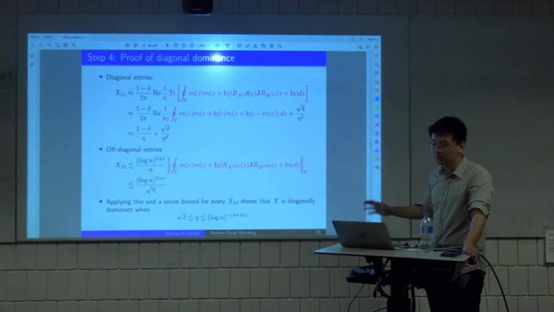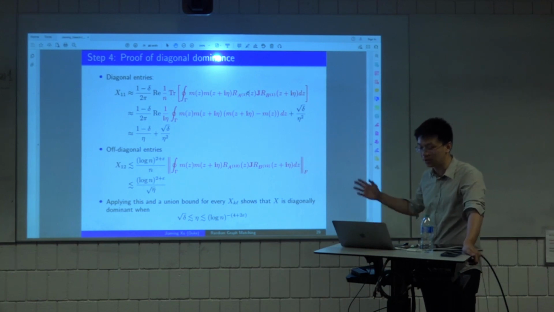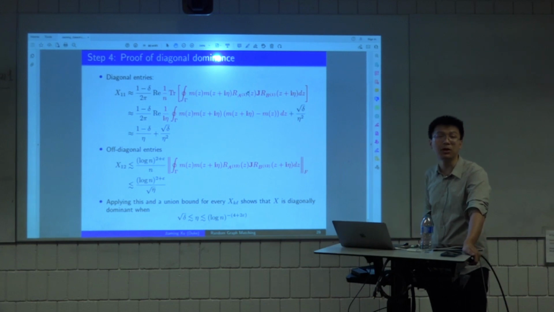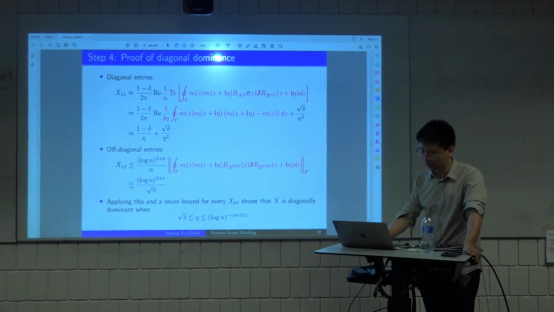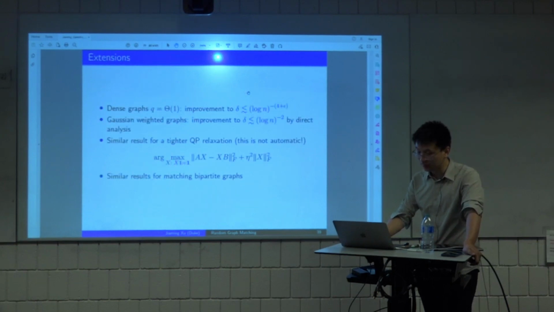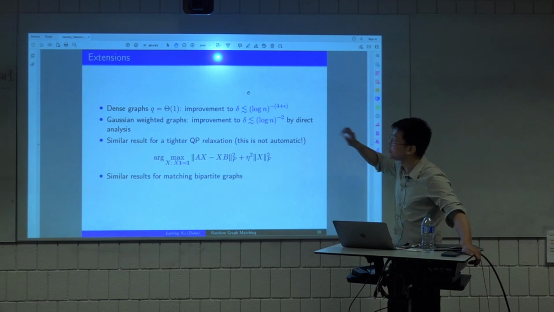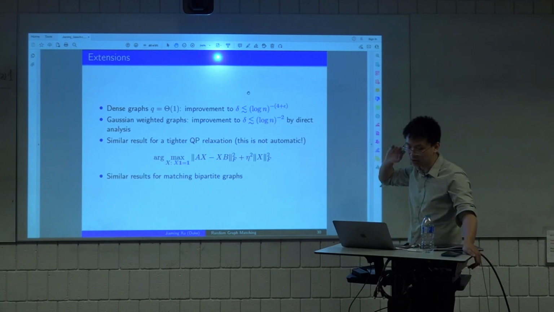But one thing is that from simulation, we do see that the eta can only tolerate something like 1 over polylog n, at least for this method. Okay, there's something that you can do to improve this, but that's not really important. You can improve the exponent in the log n factor a little bit in special cases.